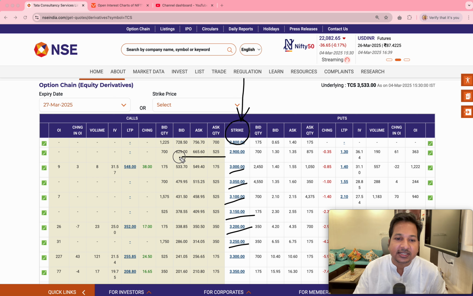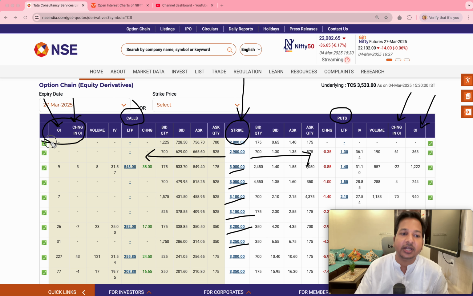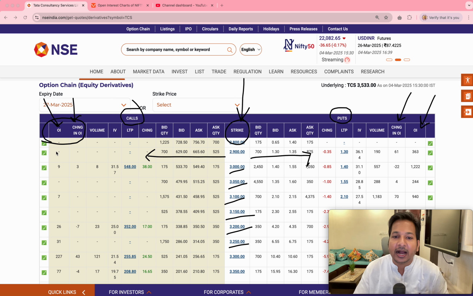Now one side has all the data for call options, and the other side has the data for put options. This is important for today's learning. Two more things which are important for today's learning are OI data and change in OI data. This is shown on both sides for call and put. These two are for the put option, and these two are for the call option. Now what is OI and what is change in OI? Suppose I want to buy a call option of 2900 strike price of TCS.